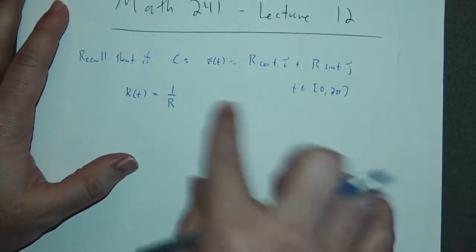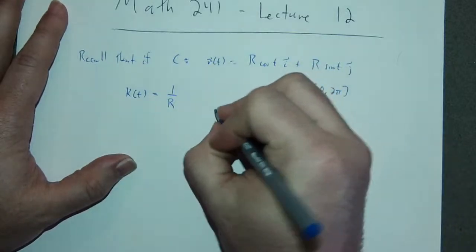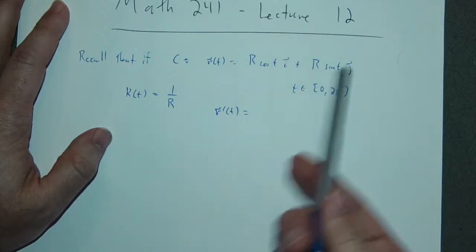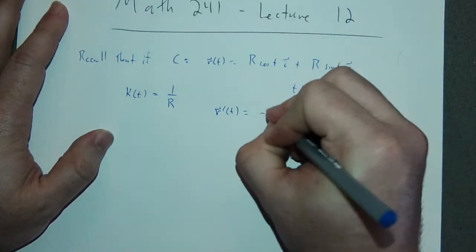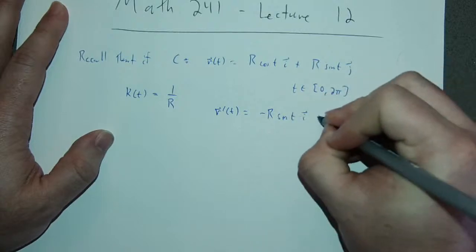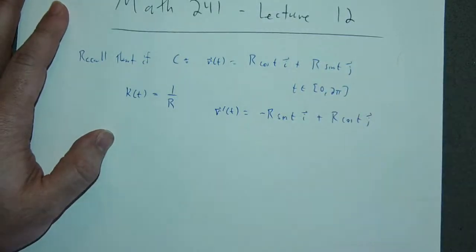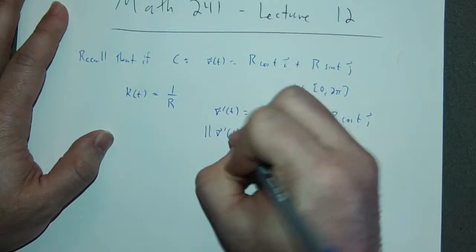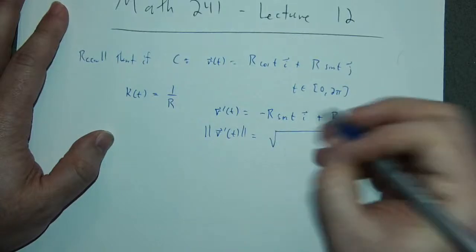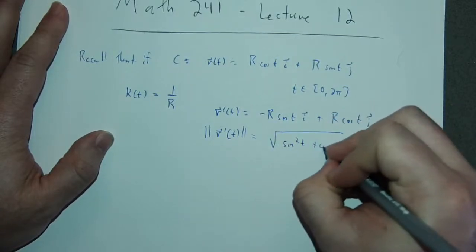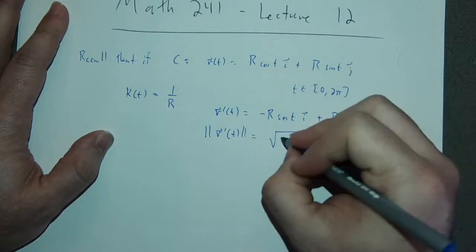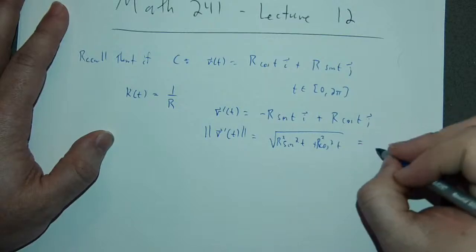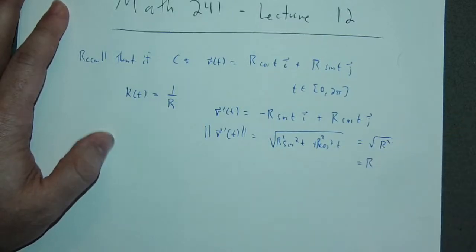So let's remind ourselves how we computed this. We computed r prime. So r prime of t, just going through quickly here, is minus R sine t i plus R cosine t j. And then if I take the length of this, it's the square root of R squared sine squared t plus R squared cosine squared t. So it's going to be the square root of R squared, or R.